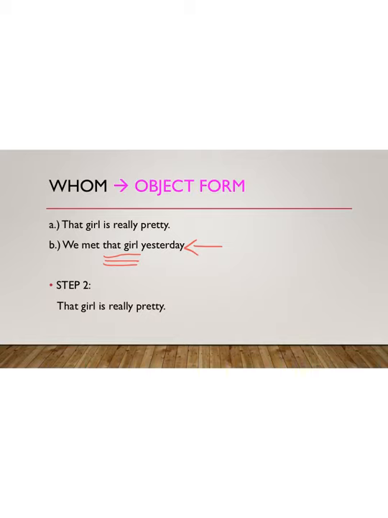Okay, obviously the subject in this sentence is we, and then met is the main verb, and then for that girl, so this is in the object's place. And that's why this time we are not using who, but whom here.